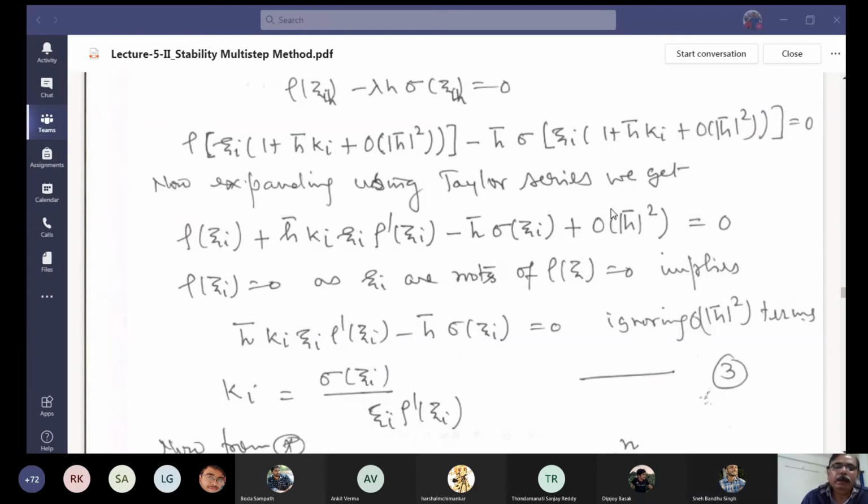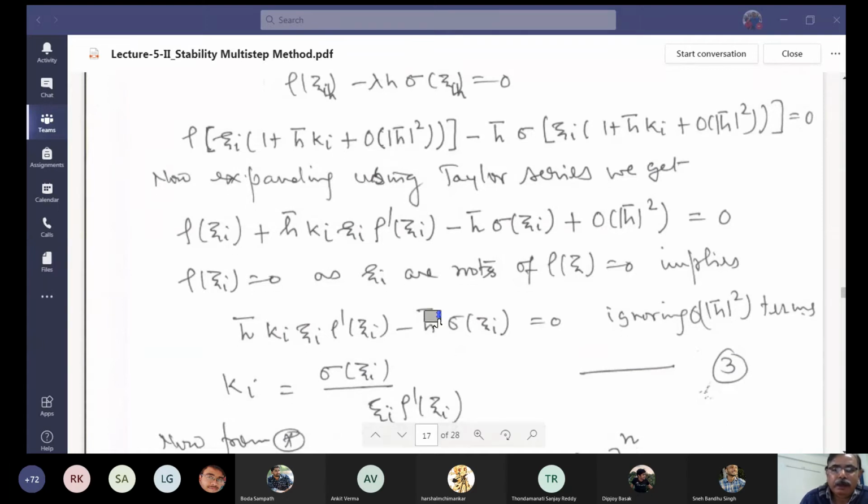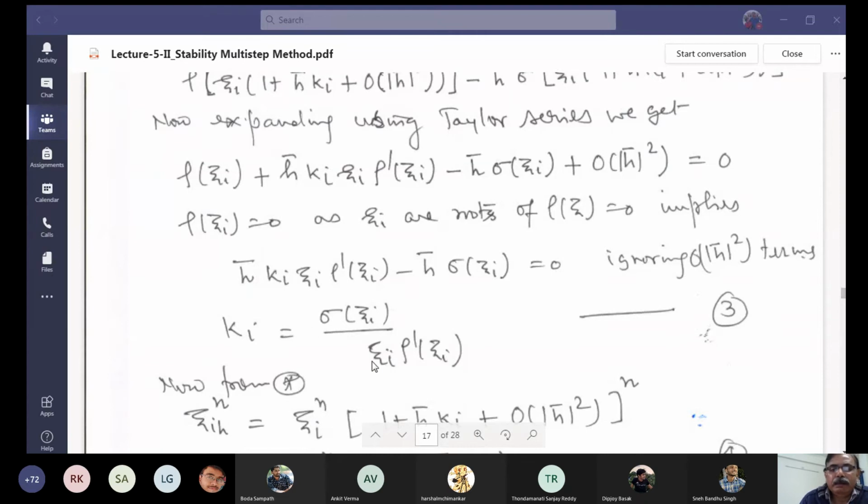Now xi_i is a root of rho(xi) = 0, so the first term goes off. Then it will be h bar k_i xi_i rho prime(xi_i) minus h bar sigma(xi_i). If we ignore the capital order h square term, this equals 0. So we have got one equation in the k_i's. H bar is known, rho is known, sigma is known, everything is known. So we can write k_i as sigma(xi_i) divided by xi_i into rho prime(xi_i) from here.